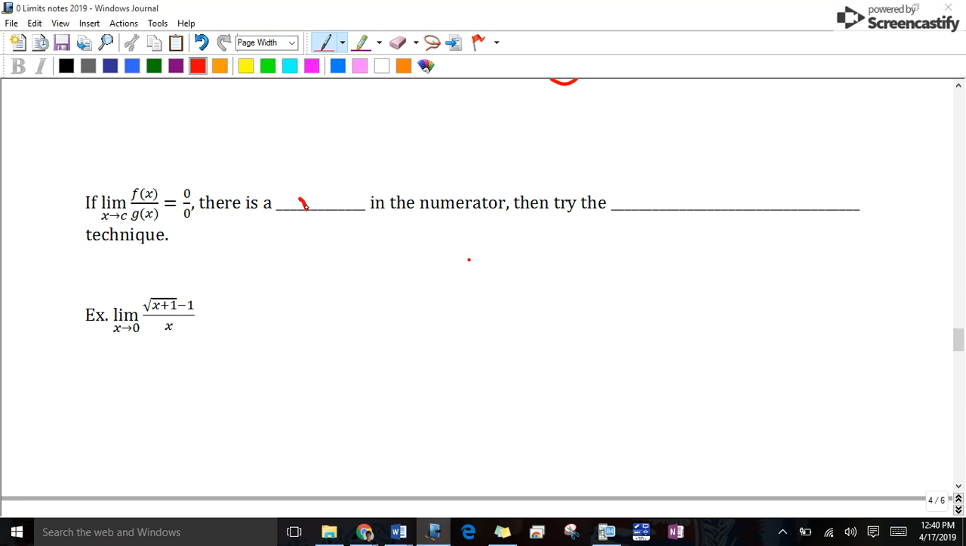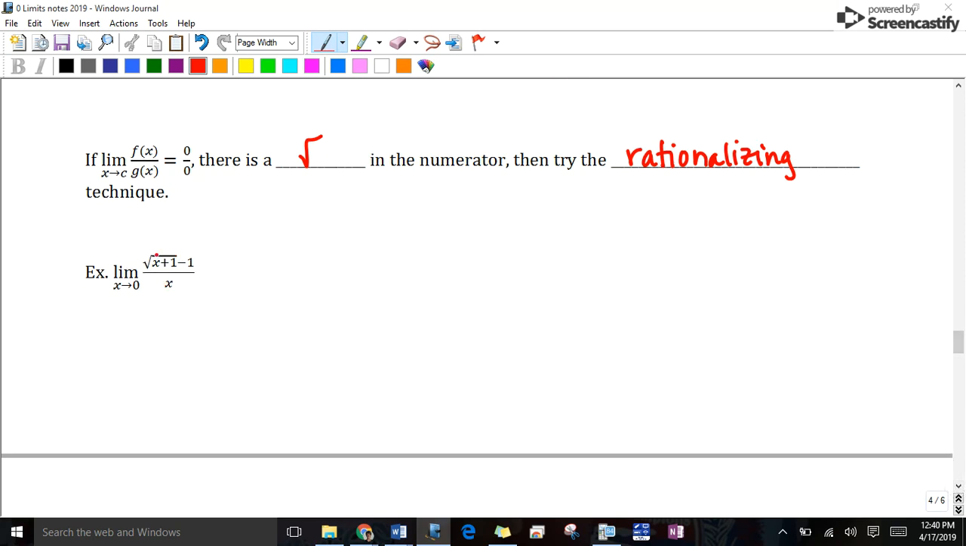Now, the key here is, do you see a radical? I shouldn't put x. Do you see a radical in the numerator? If you see a radical in the numerator, what we're going to try is what's called the rationalizing technique. I actually don't like the name for this because this is rationalized. The radical is in the top. So really what we're going to do is unrationalize. Let's rewrite this expression and get that radical back to the bottom where it probably started.